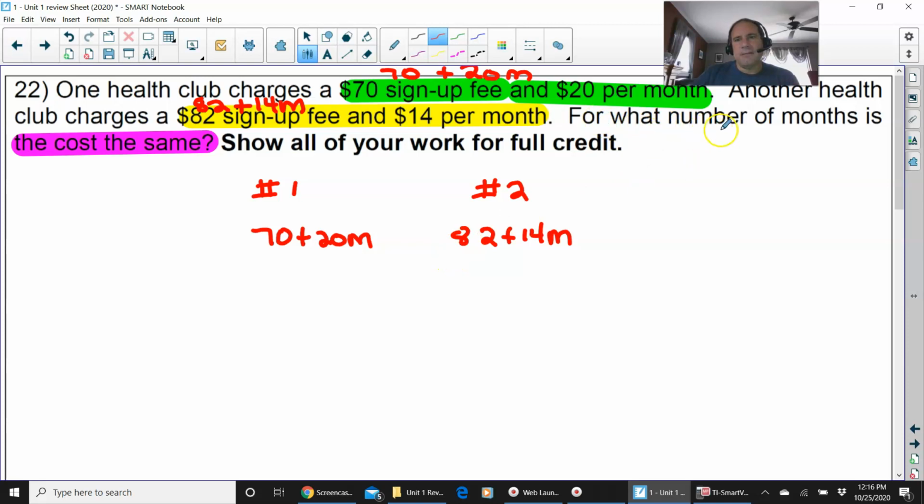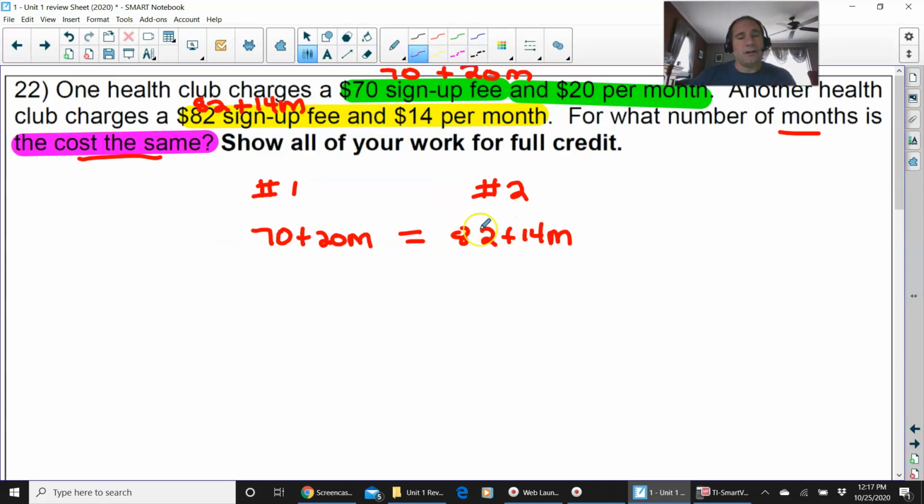We have to find out how many months they would cost the same. Equal sign in the middle. As soon as they want you to compare two companies, you have to think about putting one company on the left side and the other company on the right, and then if they want to compare them, you set them equal to each other and you solve. When you solve for the missing variable, you will find when they cost the same. All right, so let's go ahead and solve for when they cost the same.